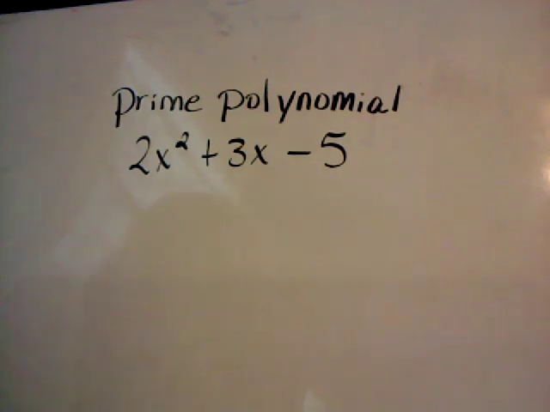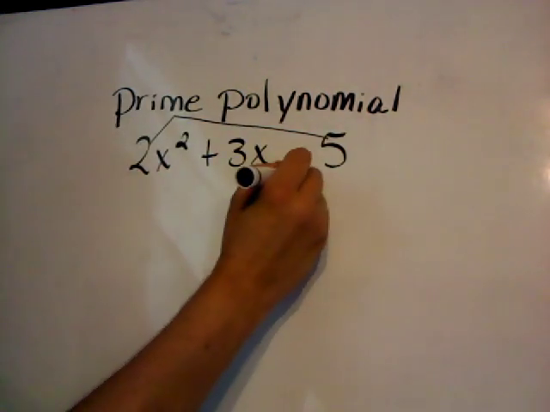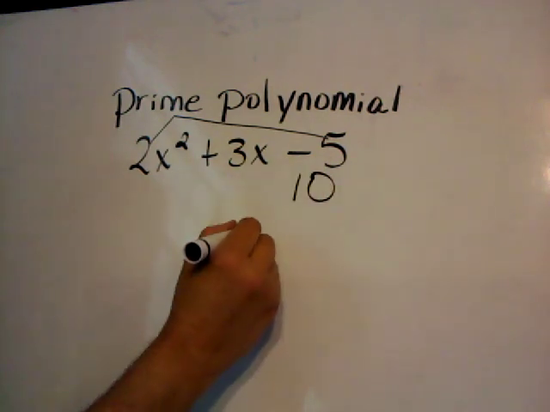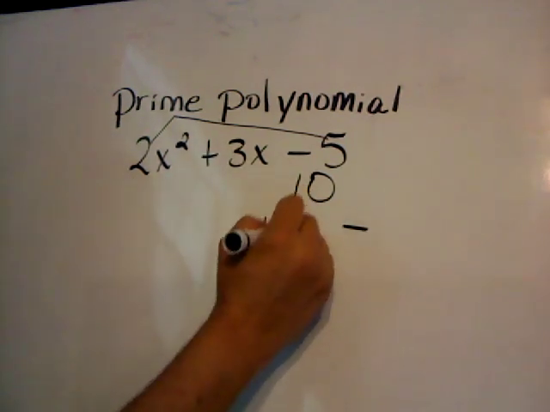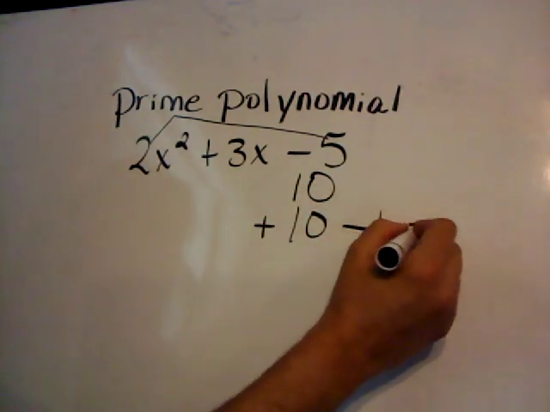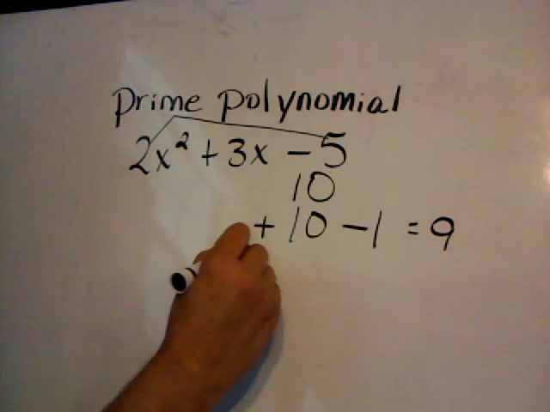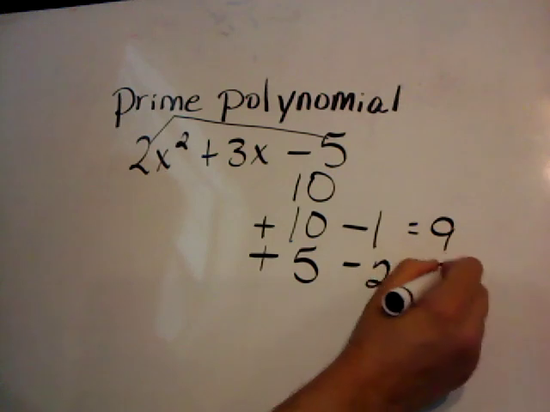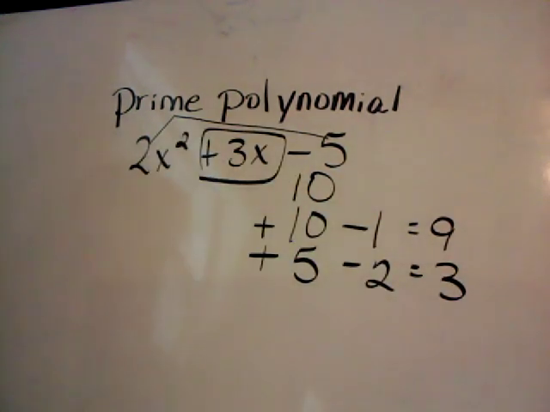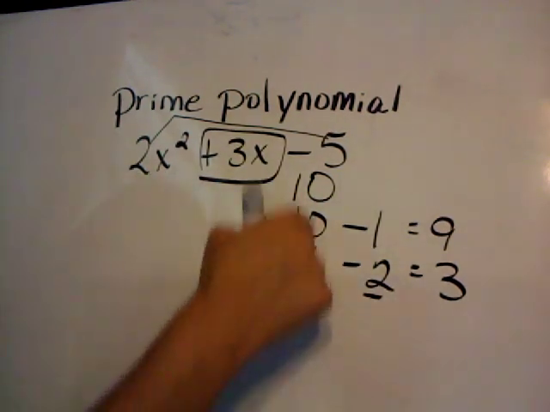2x squared plus 3x minus 5. Now, first we have to say a times c, which is 10. And I know in this case it's going to be a positive and a negative, with the positive being the larger number. So 10 and 1 would give me a 9. That will not work. And let's see, I can also use 5 and 2, which will give me a 3. So I have found something that will work. Now I want to put things together that can be factored. So I'm going to put the 2 with the 2 and the 5 with the 5.